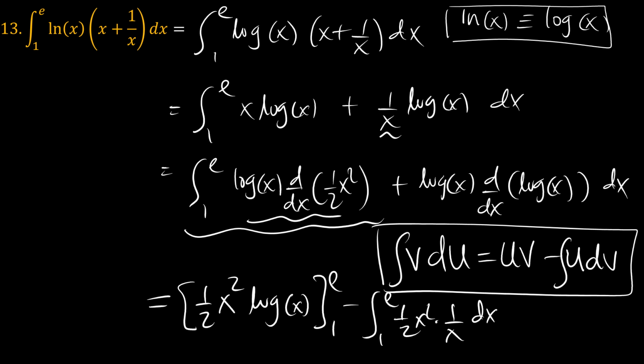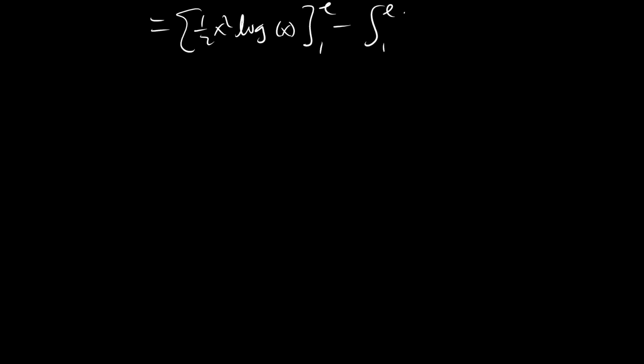But here, it is very easy to see that we have a half log squared of x from 1 to e, right? So we're differentiating the square of log of x. Now with that in mind, let's continue and see how we may be able to solve this. So our problem now is a half x squared log of x from 1 to e, minus the integral from 1 to e of a half x squared times 1 over x, plus a half log squared x from 1 to e, right?